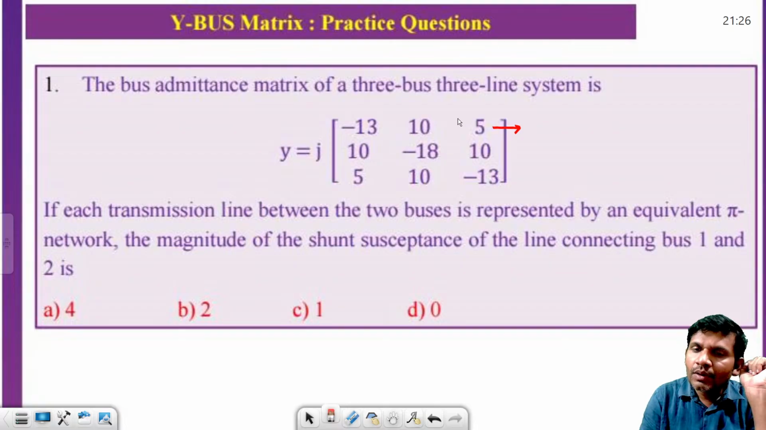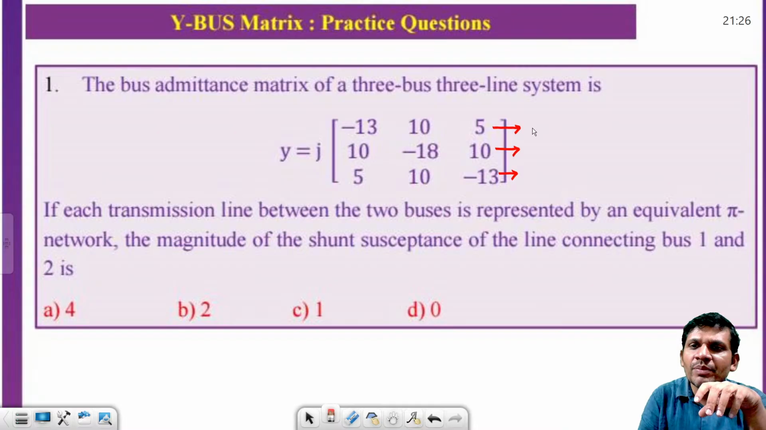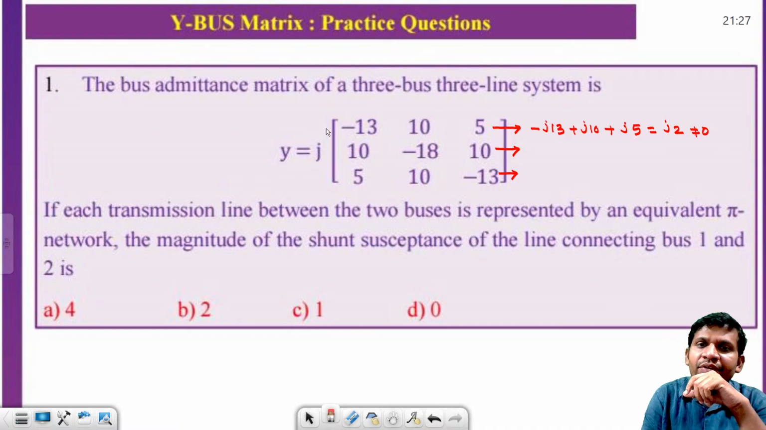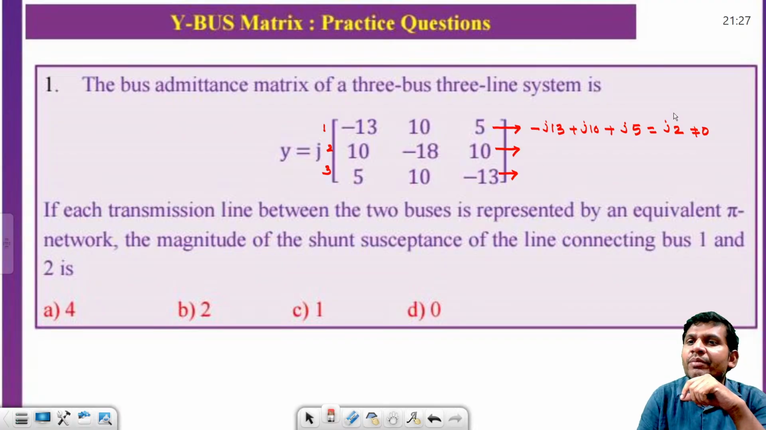Let this be bus 1, bus 2, bus 3. I am calculating the shunt element by calculating the sum of the row. If you calculate the sum of the row, minus j13 plus j10 plus j5, this is equal to how much? j15 minus j13, j2. The sum of the row is not equal to 0. That means this bus is connected with a shunt element. That's why I am taking this as Y10.